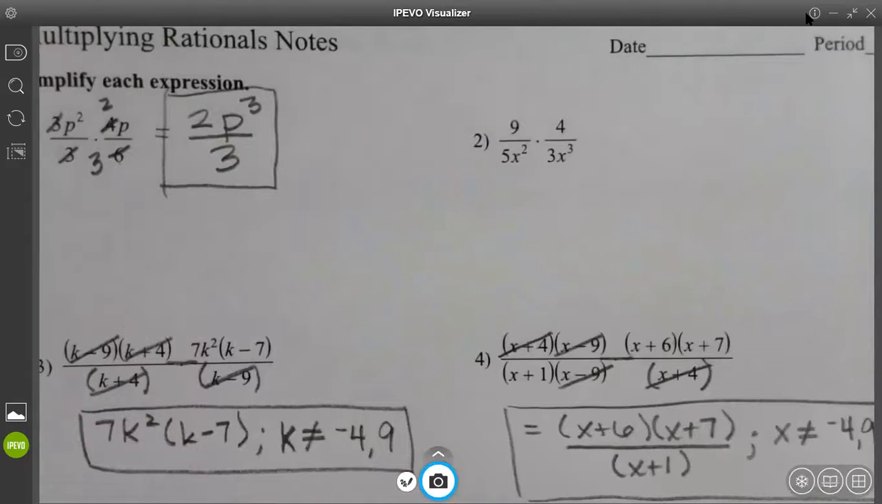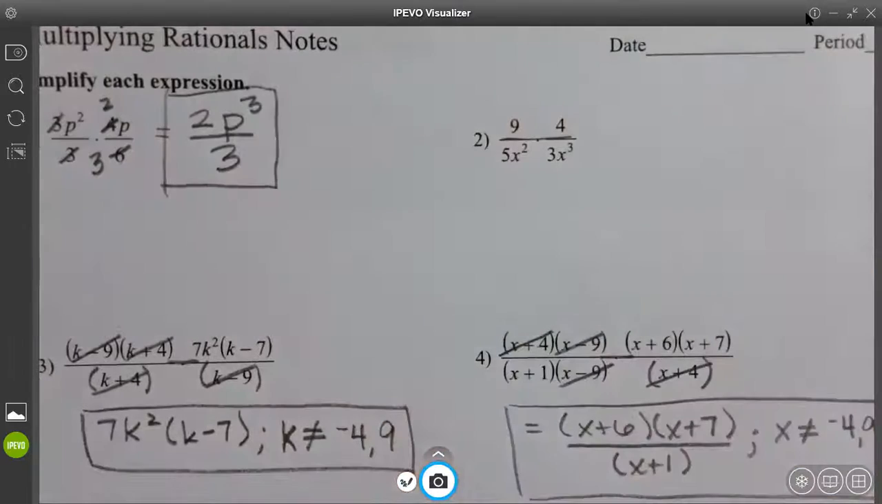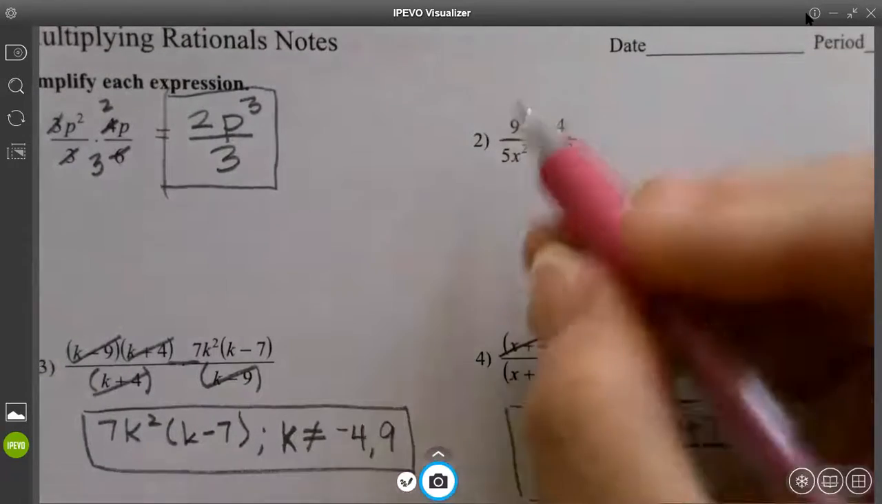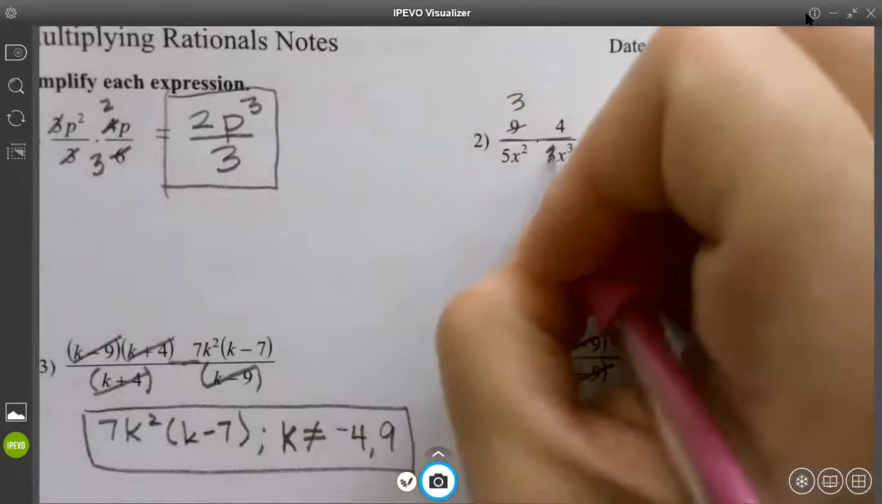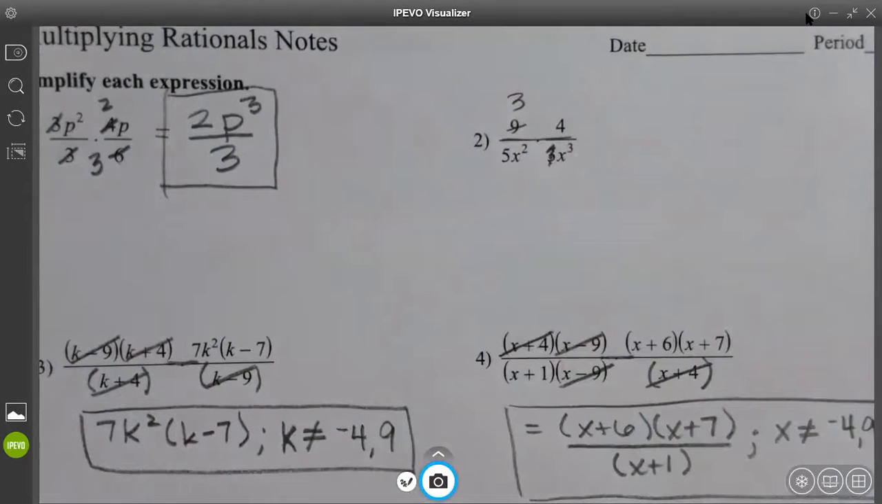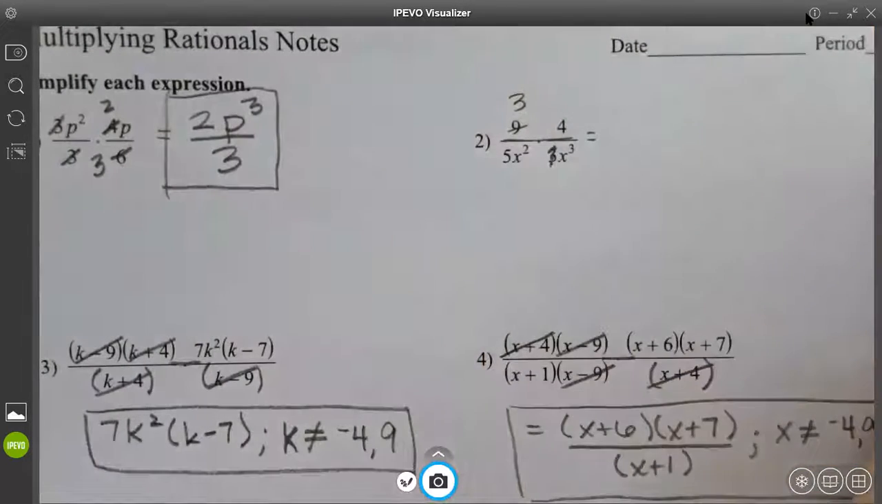Number 2, again, treat it like it's a full big fraction. 9 can reduce with this 3 over here, so it'll cancel out. Nothing else number-wise will reduce. There's only letters, or variables, on the bottom. So this is as good as it gets.